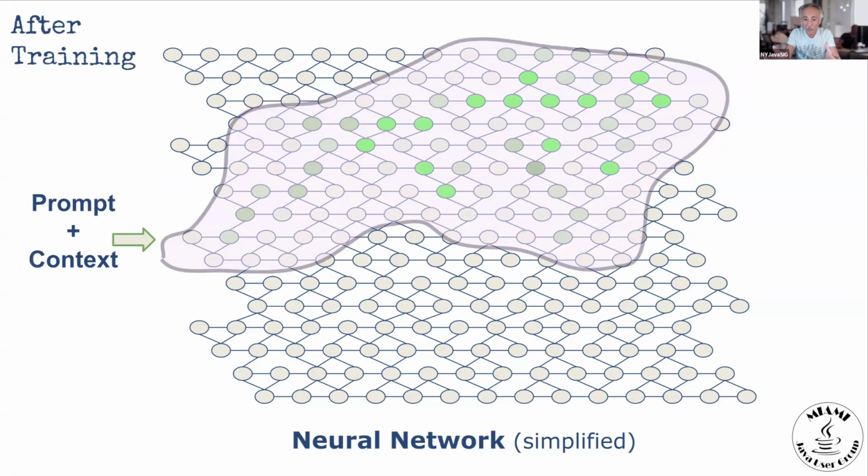Now, if you give it more context, so not only do you give it a prompt, but you give it additional text. You say, okay, I'm going to go to the Miami JUG's website or a meetup page. I'm going to pull out the about text. I'm going to put the about text in there, and give me more information about it. So you're giving it more context.